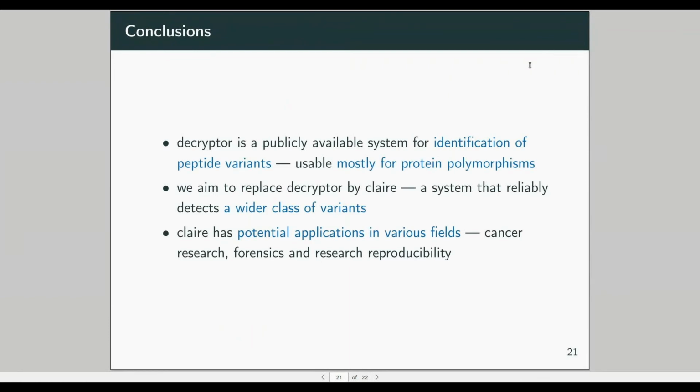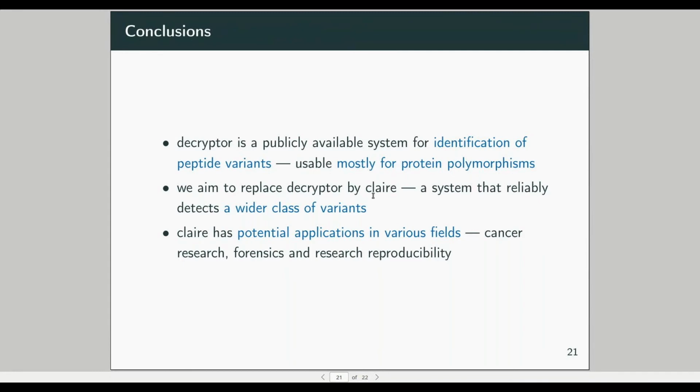So Decryptor is a publicly available system for detection of peptide variants. I would note that it's mostly usable for protein polymorphisms. The situation with somatic variants is more complicated, as I've said, because their prior probabilities are much lower, and to detect them at the same level of confidence, you need to perform an enormous amount of computational effort.